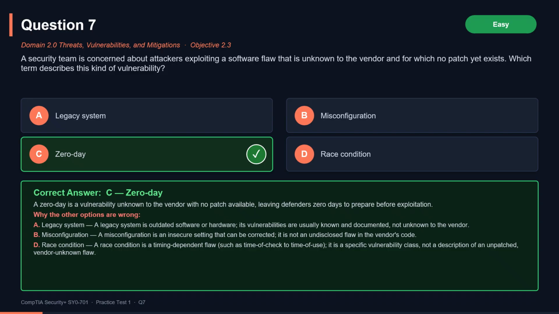Now, why the other options are wrong? Legacy system is incorrect. A legacy system is outdated software or hardware. Its vulnerabilities are usually known and documented, not unknown to the vendor. Misconfiguration is incorrect. A misconfiguration is an insecure system setting that can be corrected. It is not an undisclosed flaw in the vendor's code. Race condition is incorrect. A race condition is a timing-dependent flaw, such as time of check to time of use. It is a specific vulnerability class, not a description of an unpatched, vendor-unknown flaw.